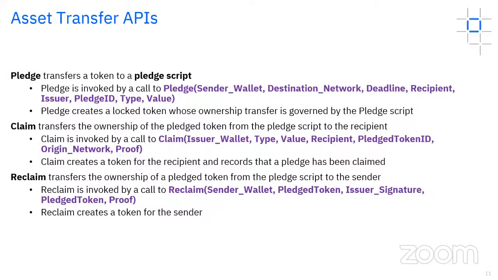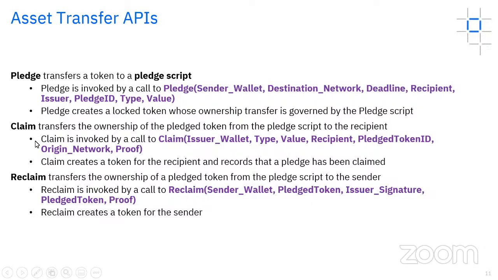Reclaim will transfer, again, as we said, the ownership from the script to the sender. And the way this is performed is by calling the method reclaim, which has as arguments the sender, the pledge token, the issuer signature that was received by the sender, and the proof. And this reclaim will just create a token for the sender.